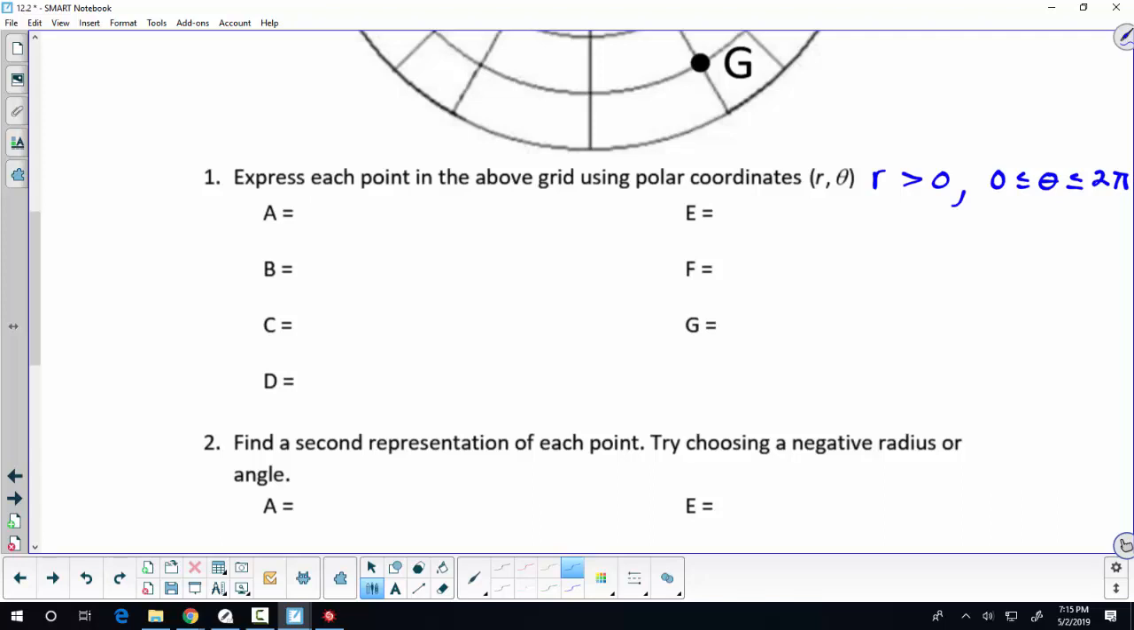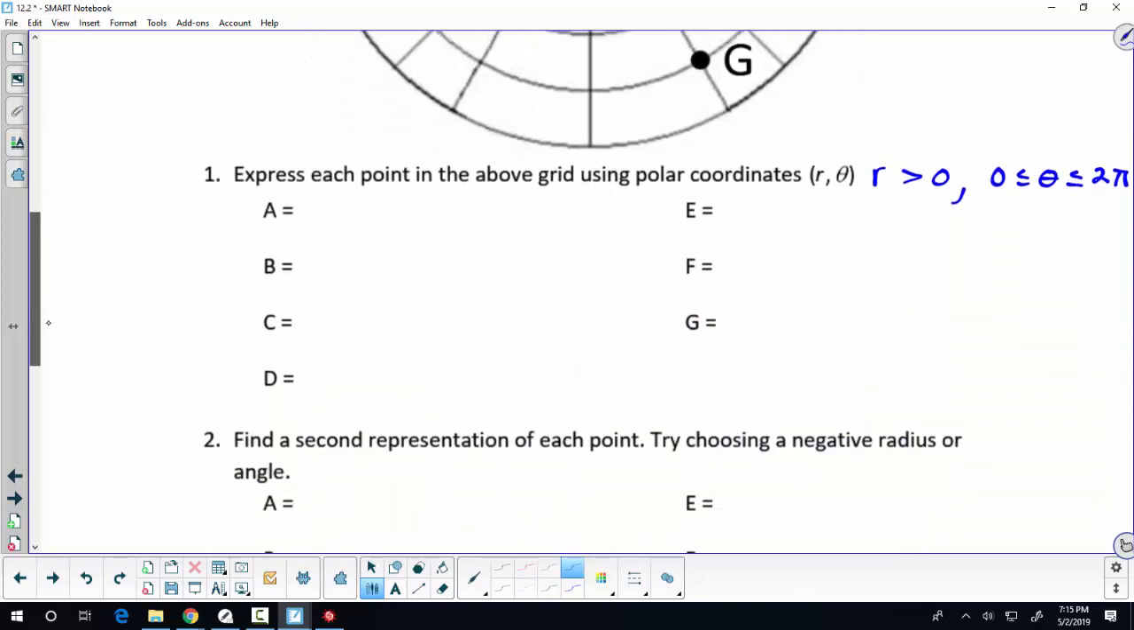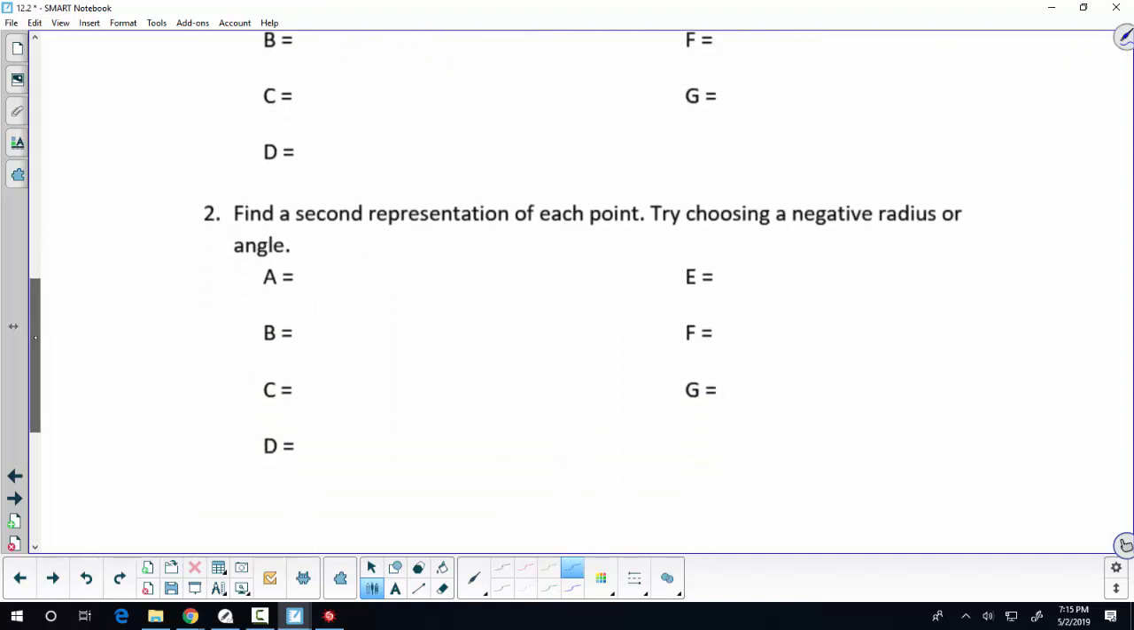Let's start with point A. Does everyone have this? Okay. So point A, 4 comma pi over 6. What do y'all think? 4 comma pi over 6. Okay, so find an alternative representation of 4 comma pi over 6.